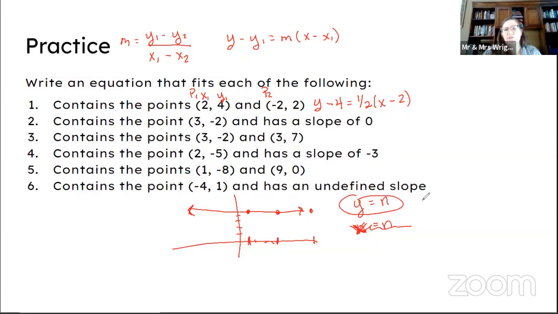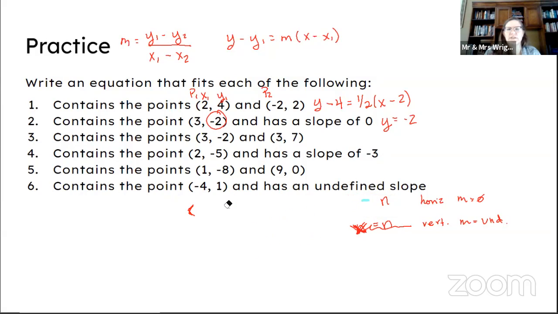The y equals is the horizontal line. The x equals is the vertical line. Remember, a horizontal line has a slope of 0. A vertical line has a slope that is undefined. Okay, so in this case, since it's y equals a number, I don't have to use my point slope formula. I can simply write y equals, and then take the y value, -2. And that's my answer.